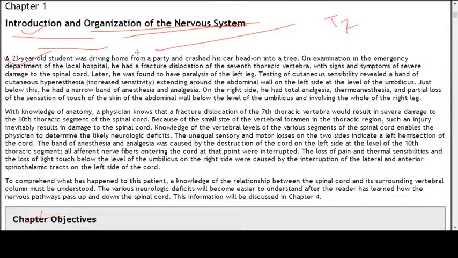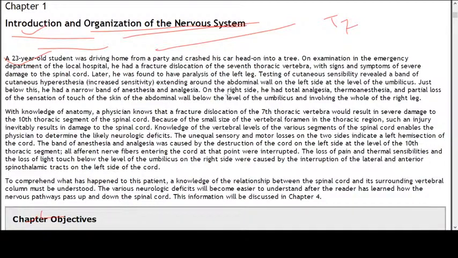The spinal cord was damaged as well. Later, he was found to have paralysis of the left leg. Testing of cutaneous sensibility revealed a band of cutaneous hyperesthesia, increased sensitivity, extending around the abdominal wall on the left side at the level of the umbilicus. Just below this, he had a narrow band of anesthesia and analgesia.